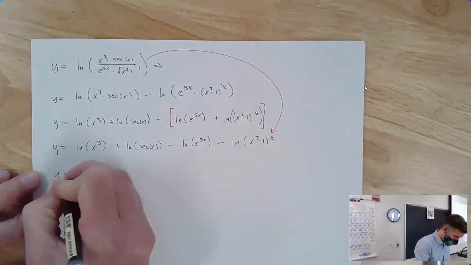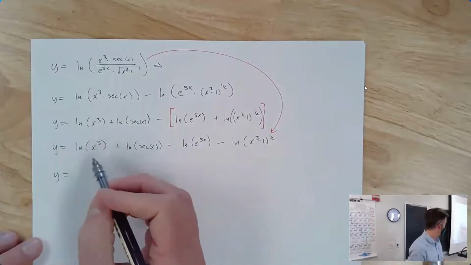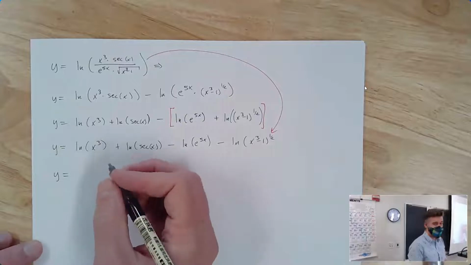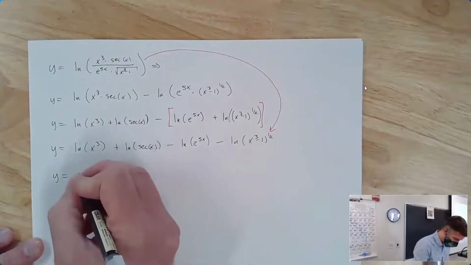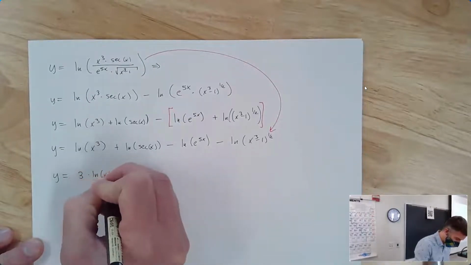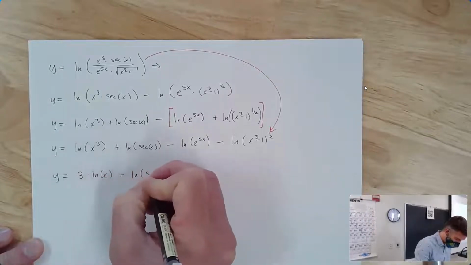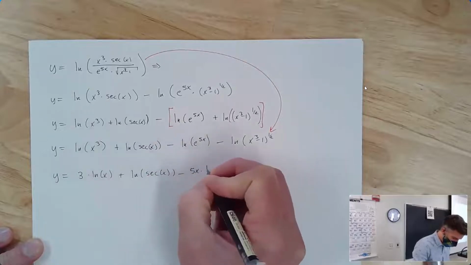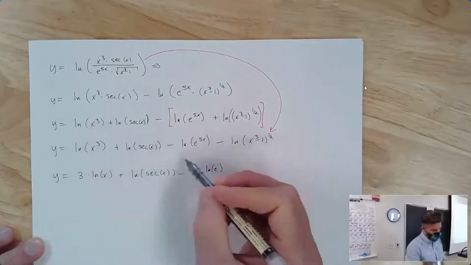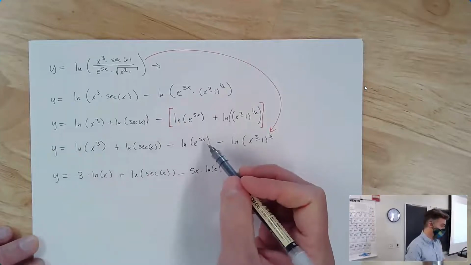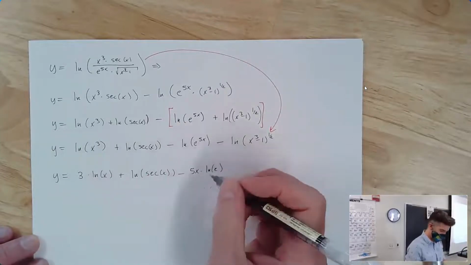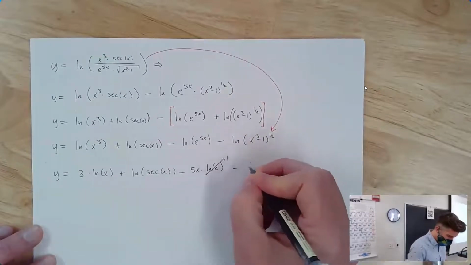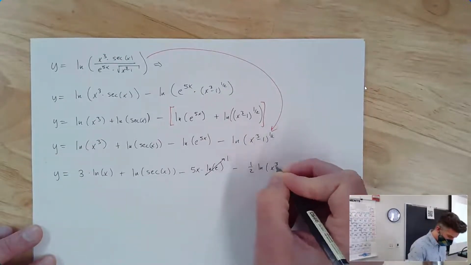So I'm going to do one more step because I would rather not take the derivative of the natural log of x cubed. Right? I could. It'd be 1 over x cubed times 3x squared. But I'd rather make my life as easy as possible and rewrite this as 3 times the natural log of x plus the natural log of secant of x minus 5x times the natural log of e. Or really, you could say, I know that's just going to be 5x because natural log of e to the something is just the something. Natural log of e is 1. Minus 1/2 the natural log of x cubed minus 1.